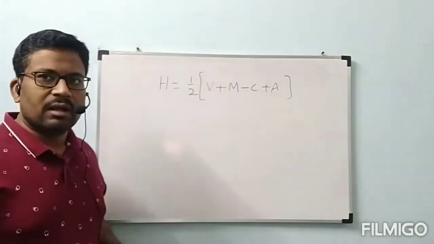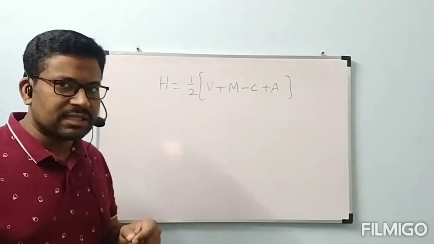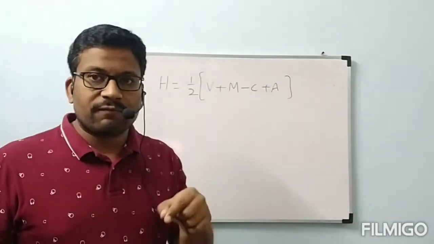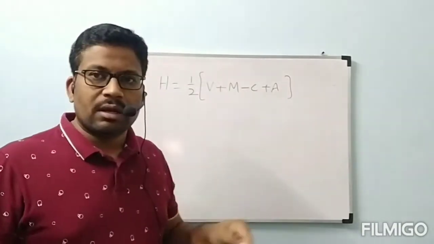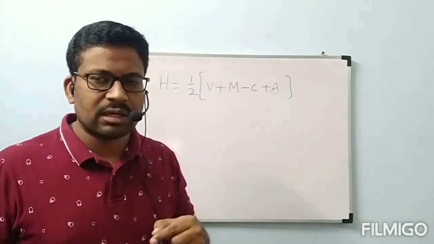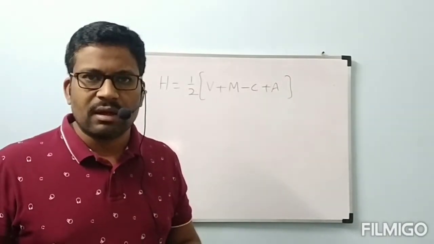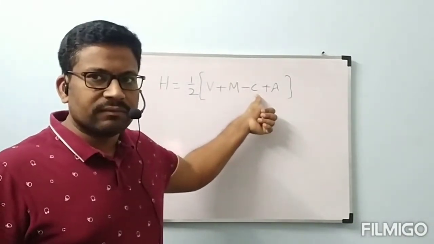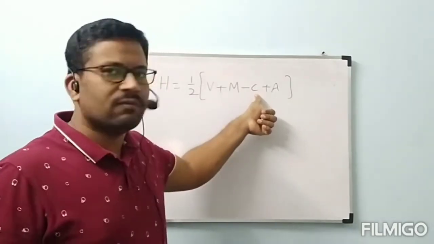What is meant by V? Number of valence electrons present on the central atom, or the group number of the central atom. M is the number of monovalent atoms bonded to the central atom. C is the numerical value of the cation charge, if the given particle is not a neutral molecule. Suppose they give a cation, NH4 plus. What is the charge present there? 1. Don't consider the sign, only the numerical value, 1. So this C value is 1, minus 1.